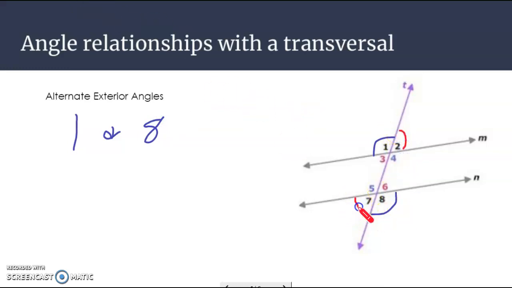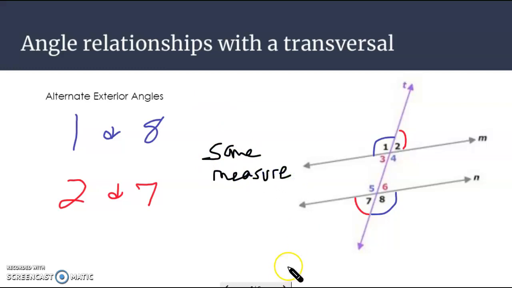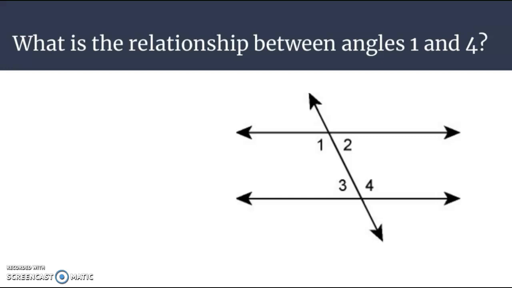2 and 7 are the other pair of alternate exterior angles, and just like the others, they do have the same measure. Angles 2 and 7 have the same measure. Angles 1 and 8 have the same measure. Alright, let's try a few exercises just to really see this in action.